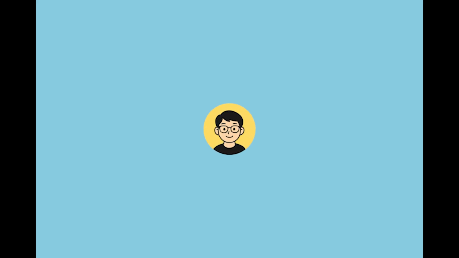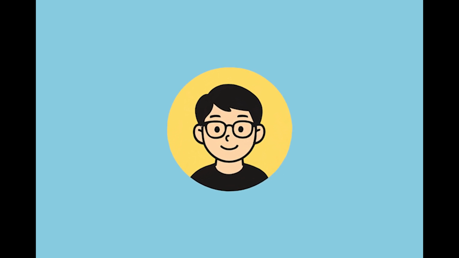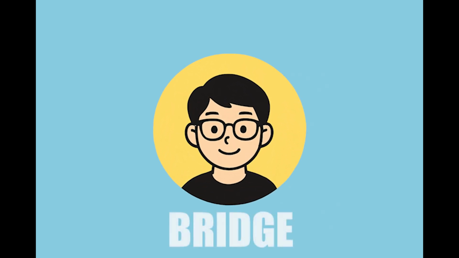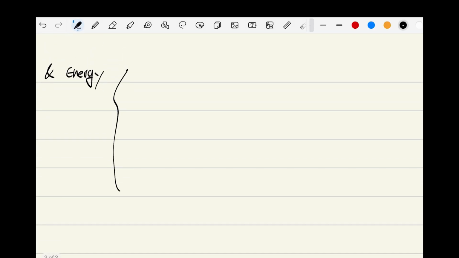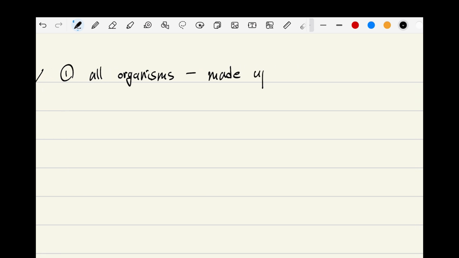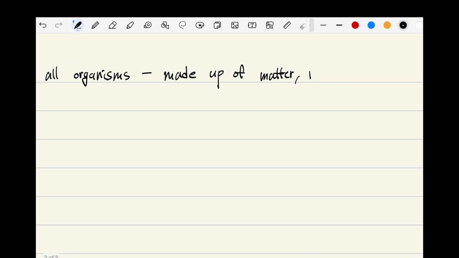Chapter 1, The Elements of Life. So Chapter 1 of Unit 1 in AP Bio talks about the elements of life mainly. The very first thing that they came up with is matter and energy. So in AP Bio, there are three main ideas about matter and energy. The first one is that all organisms are made up of matter and they require energy to live.